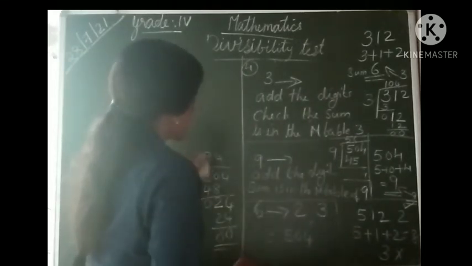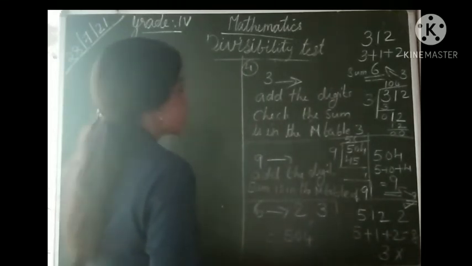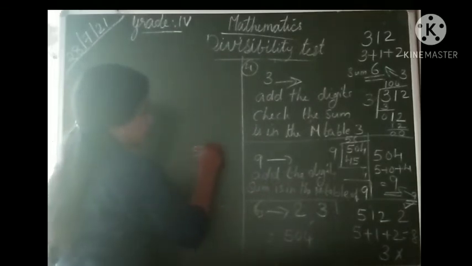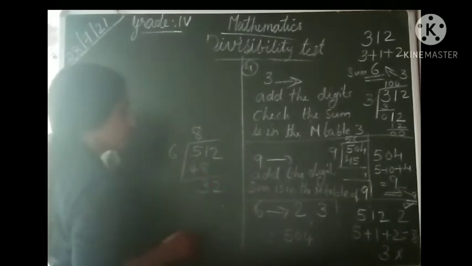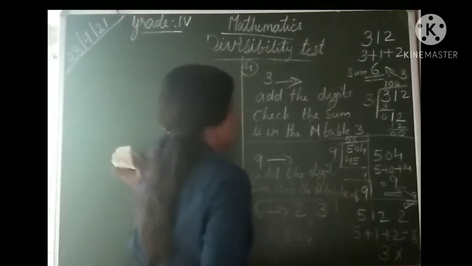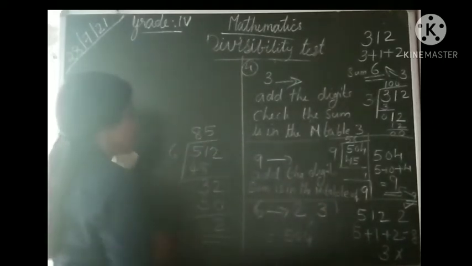Therefore, can you divide this number by 6? We can check. 512 divided by 6. Then 6 8s are 48. Then 32. Then 6 5s are 30. We got the balance as 2. Remainder as 2. Therefore 512 is not divisible by 6.